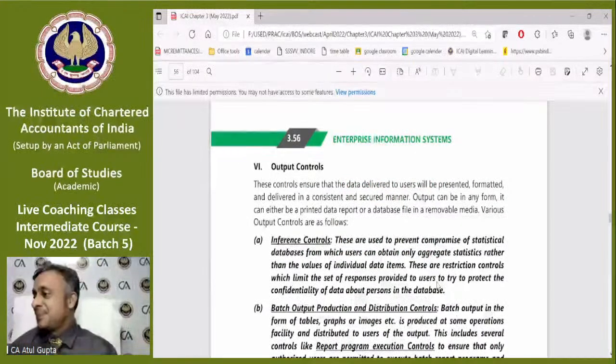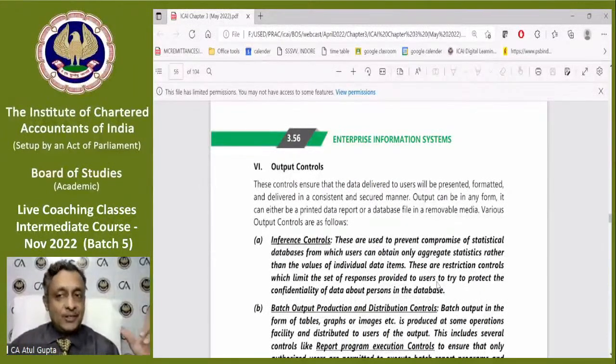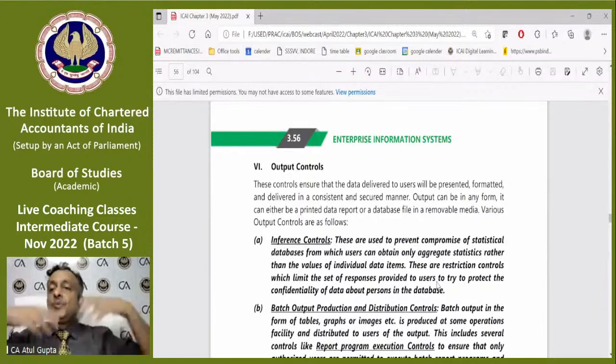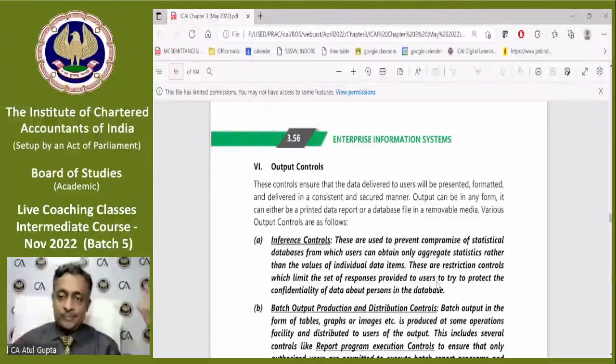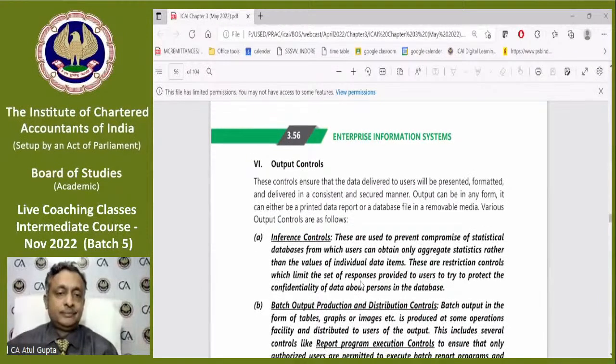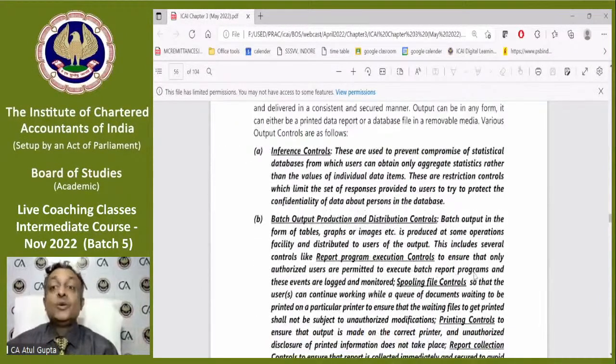Okay. So Prabhas, we have answered that virtual memory is infinite. Okay. Output controls. So the whole process is done, now looking at the output. Inference controls. These are used to prevent compromise of statistical databases from which users can draw aggregate statistics rather than values of individual data items. These are restriction controls which limit the set of responses provided to the user.